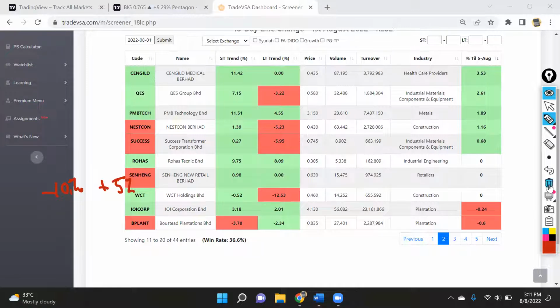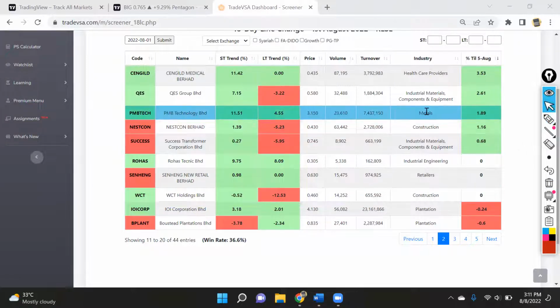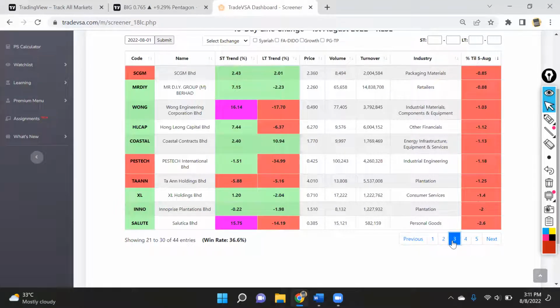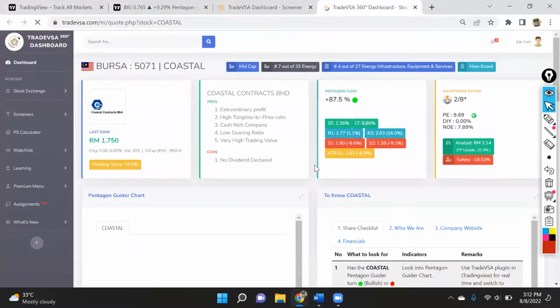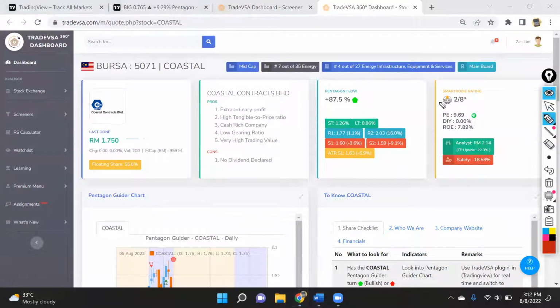to look for those types of pullback setups. So for example, on 1st August, let me just click on here. This is one of the stocks. We got Costa contract. Let's click on the name here, and then here we go, we have the information page.